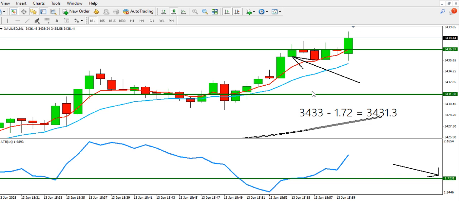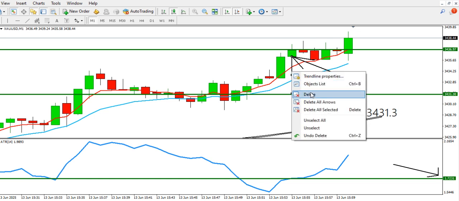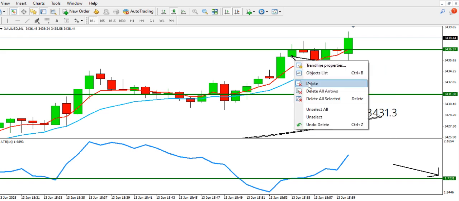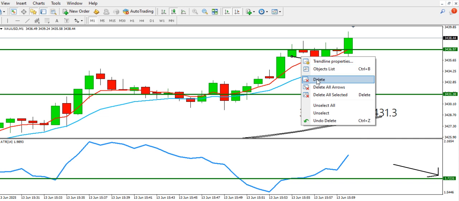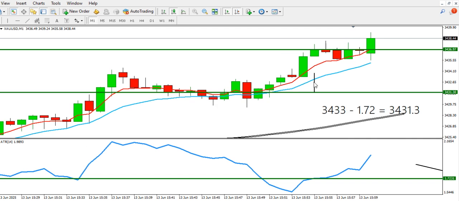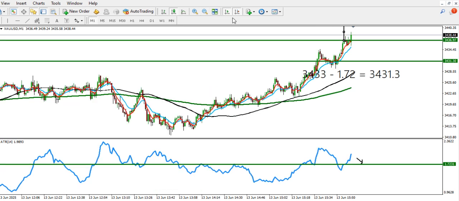Now for the take profit, you measure the distance from the stop loss to the low of that candlestick. Let me repeat myself. For take profit, you measure the distance from your stop loss to the low of that candlestick. Now that measurement, you use it from your entry and to the top. That will be your take profit.